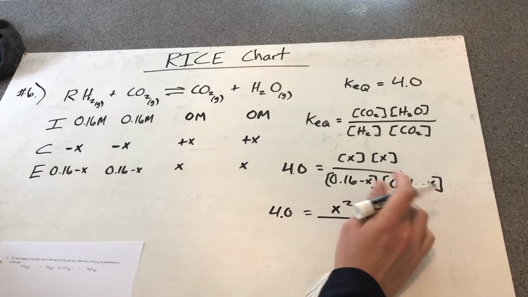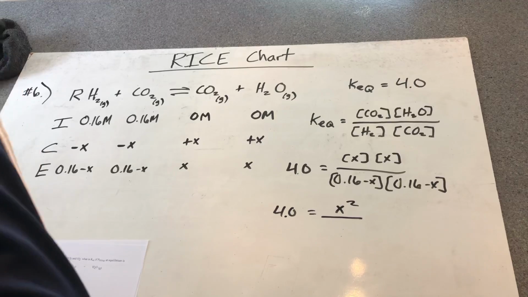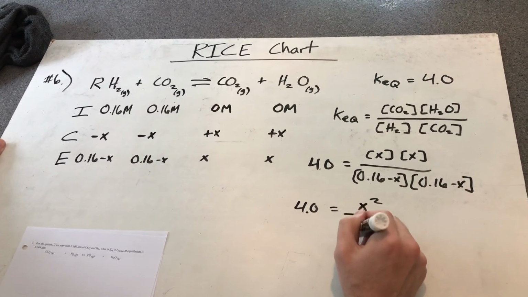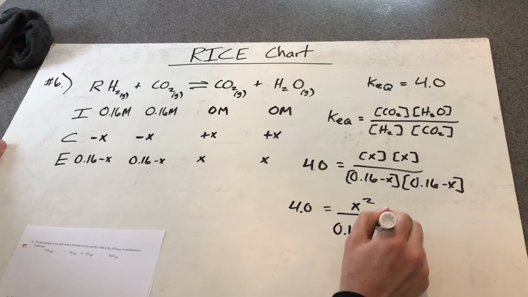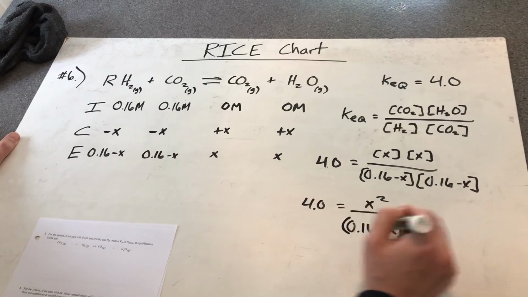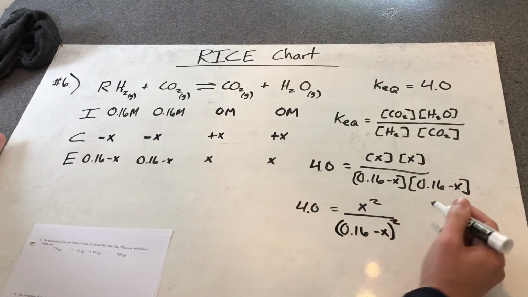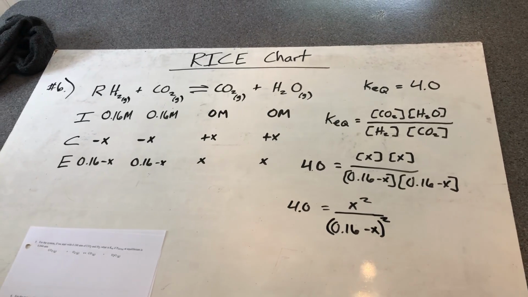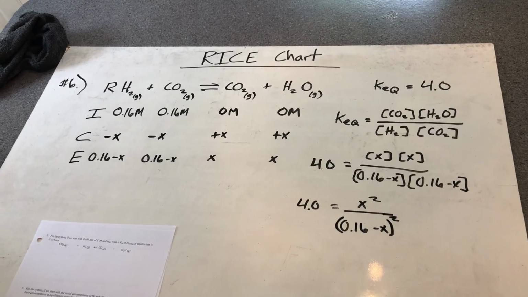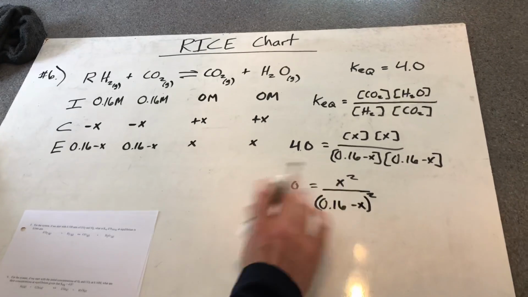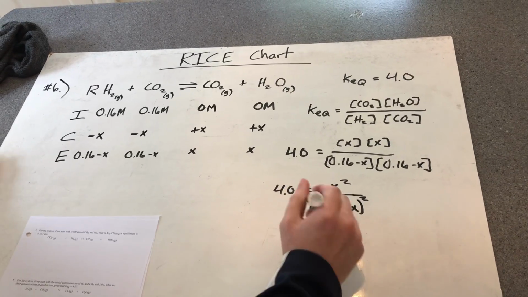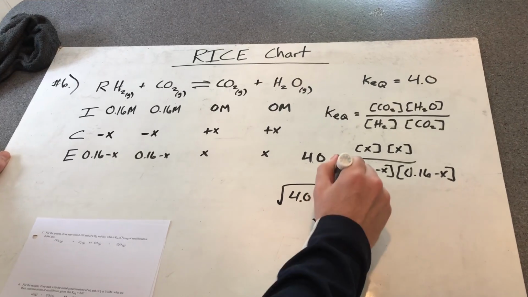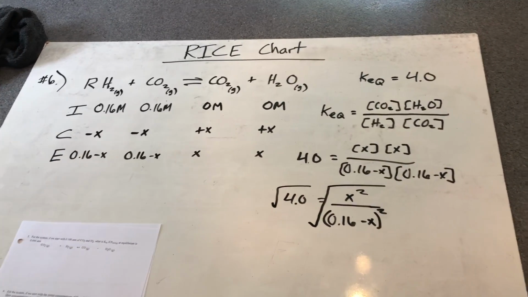over, now your first inclination is probably to FOIL this. We don't want to do that because we'll get a quadratic. So what we're going to do is actually take this and go 0.16 minus x quantity squared here, kind of backwards of what you probably do in math class. And that allows us now to simplify in terms of x without having to deal with a quadratic. So in this next step here, we're going to want to square root both sides to get rid of the exponent. So we'll look something like this.